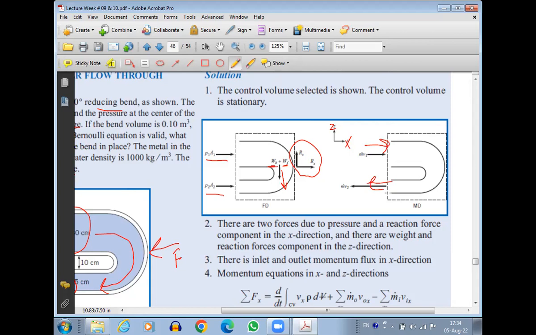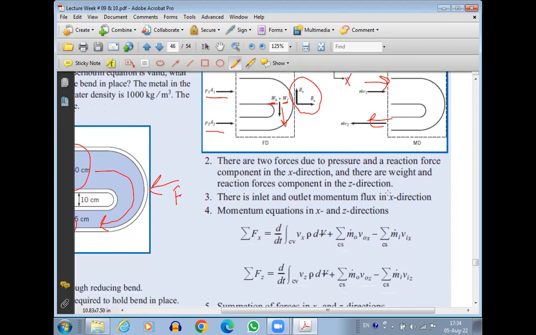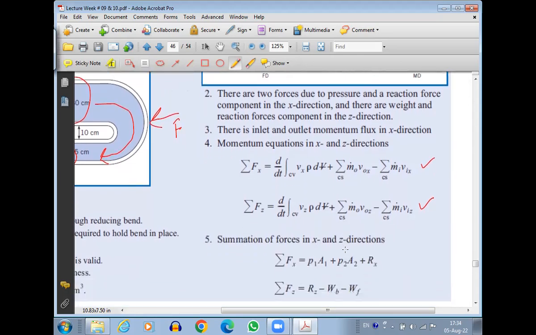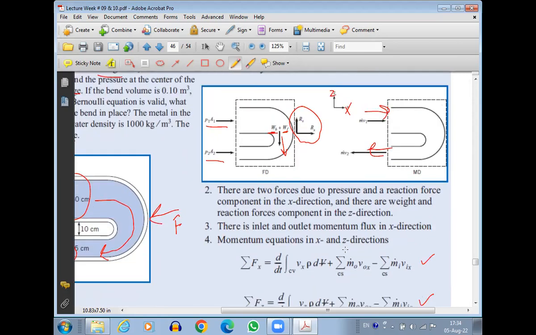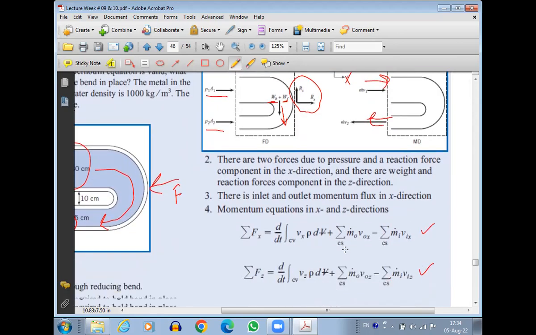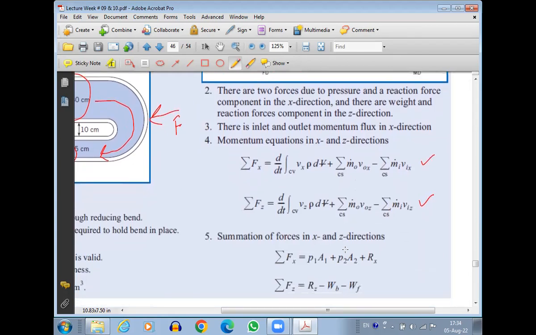Once we have the force diagram and the momentum diagram made, the next thing we can do is write down the equations: the x component of the equation and the z component of the equation. Then we can individually solve for each component. Let's talk about summation Fx. Summation Fx will be P1A1 plus P2A2, two forces, and then we'll have the Rx. These are the three forces in the x direction.